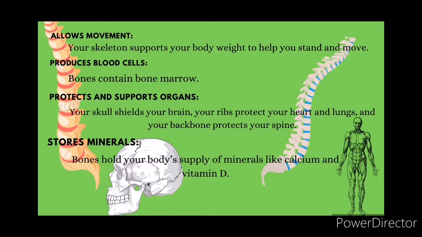Third is protects and supports your organs. Your skull shields your brain, your ribs protect your heart and lungs, and your backbone protects your spine. Nabanggit ko na nga din kanina na ang ating mga buto ay pinoprotektahan niya ang ating central nervous system. The last one is stores minerals. Bones hold your body's supply of minerals like calcium and vitamin D. So dito, kailangan natin magkaroon ng enough na supply sa ating katawan ng calcium at vitamin D upang mas maging malakas pa at maging matibay pa natin ang ating skeletal system. So okay, let's proceed to the next slides.